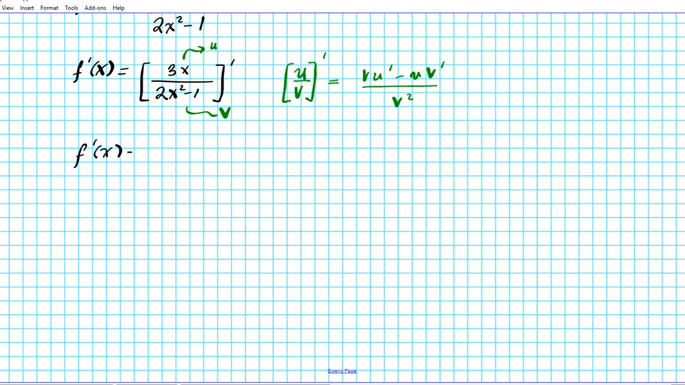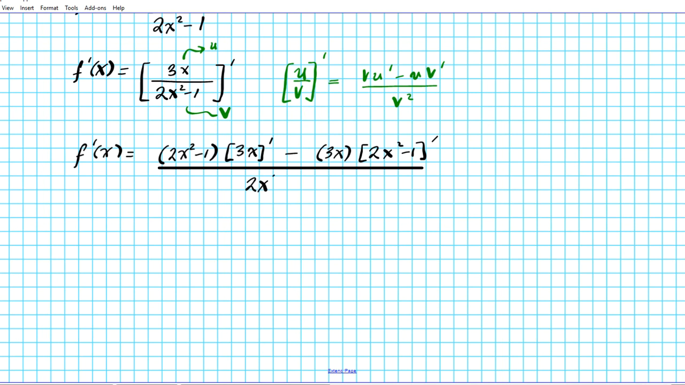F prime of x is going to be v, which is 2x squared minus 1, times u prime. I'm going to write down the intermediate steps so no one gets confused. Minus u, which is 3x, times v prime, 2x squared minus 1 prime. So that's vu prime minus uv prime, divide the whole thing by v squared, which is 2x squared minus 1 quantity squared.